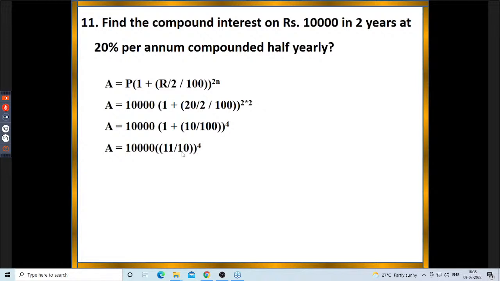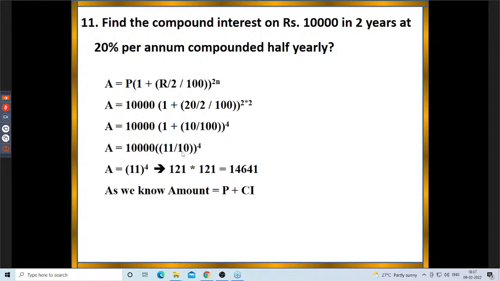One plus one by 10 is 11 by 10, whole power 4. If you know the direct value of 11 power 4, you can go with the direct value. Otherwise, no problem. 10,000 and 10 power 4 both cancel in the numerator and denominator. 11 power 4 is the answer: 121 into 121, 11 square into 11 square. So 14,641. But we need only the compound interest now. So we have to subtract the principal from the amount. 14,641 minus 10,000 is equal to 4,641.